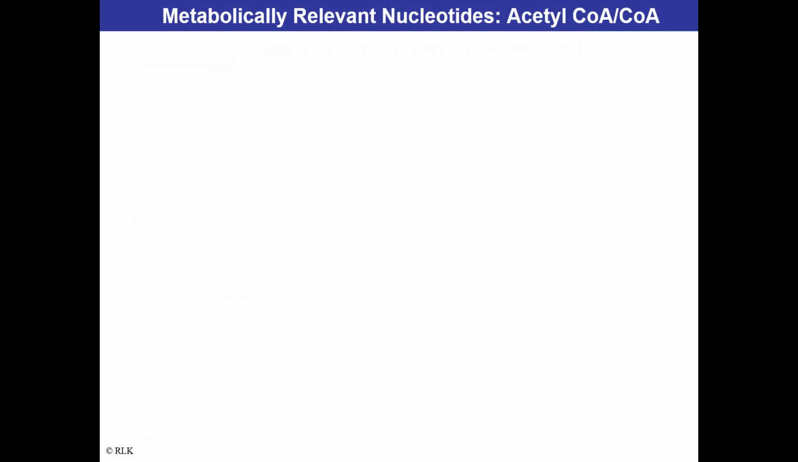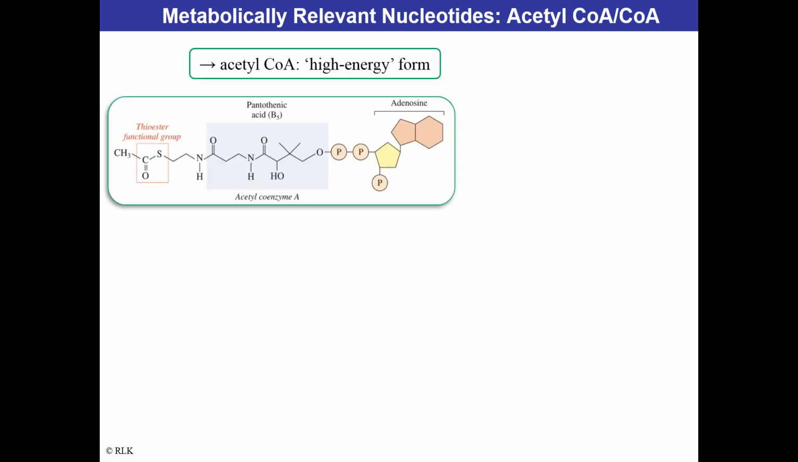All right, metabolically relevant nucleotides. Now we're going to just switch from ADP and ATP to acetyl coenzyme A and coenzyme A. These are a larger molecule, and the whole thing is acetyl coenzyme A. In this high energy form, what is shown is the adenosine component that also has a bit of phosphate character. You can see that, right?